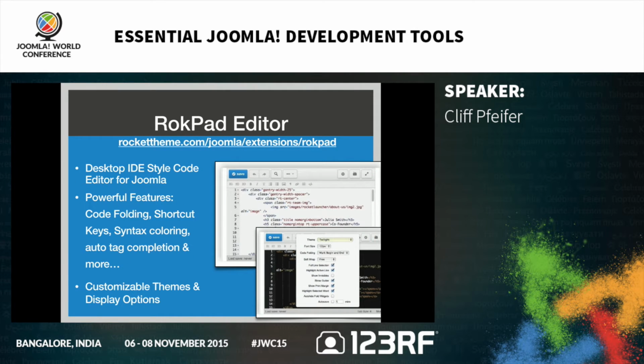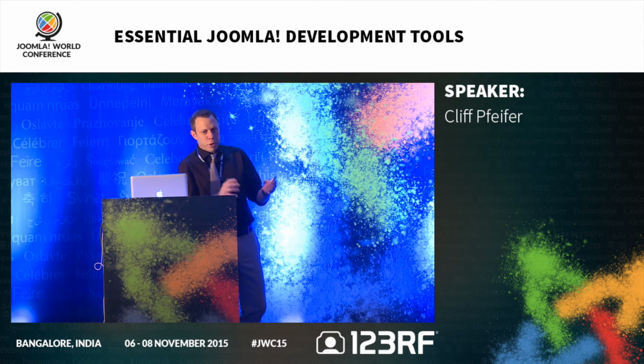This one is the one that I use. I'm a developer. Obviously, my clients can't use this. It's a code editor. RokPad, it's made by RocketTheme. It's free. You can just go on their website and download it. It rivals a desktop code editor. It's got different themes, shortcuts, code folding, all kinds of different things. You can have different colors, it auto-closes your tags, all of that stuff. Anything you would expect to see in a regular code editor, this does, and it's got a full screen mode.